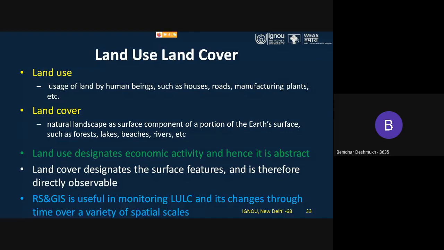Just to summarize, land use is basically the use of land. Wherever the land is used by humans, those features are land use features, and wherever there is a natural cover of the land, those are the land cover features. So remote sensing and GIS is particularly useful in monitoring land use, land cover, and its changes through time over a variety of spatial scales. This is one of the most common applications of remote sensing and GIS, land use, land cover mapping.